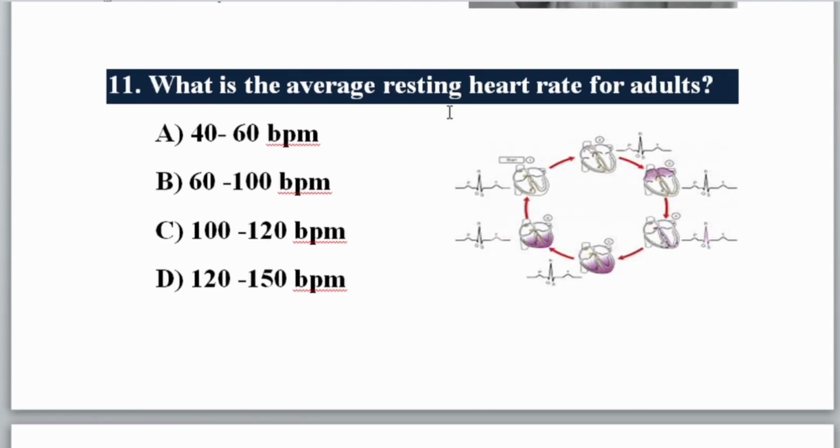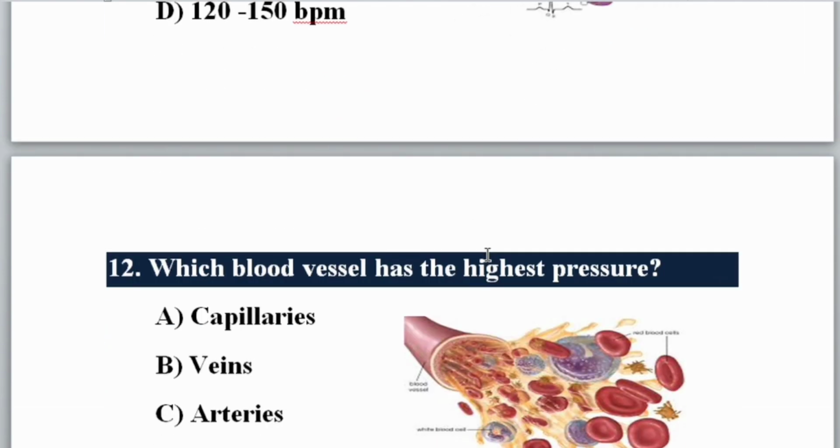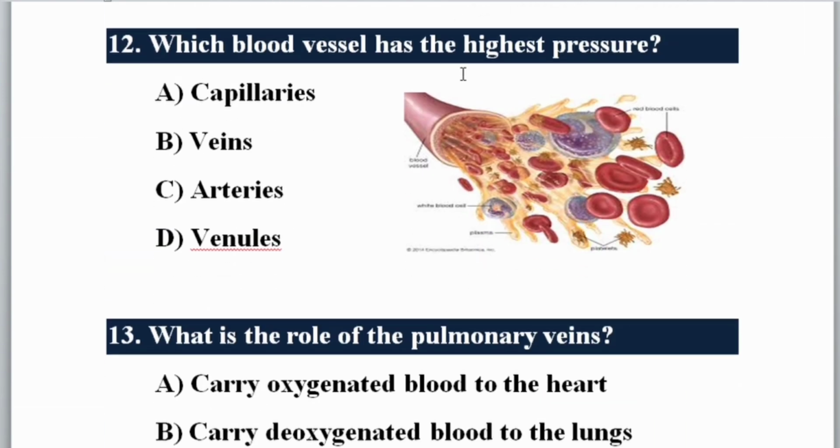What is the average resting heart rate for adults? So alpha is 40 to 60 beats per minute, beta is 60 to 100 beats per minute, Charlie is 100 to 120 beats per minute, and delta is 120 to 150 beats per minute. Comment the right answer.